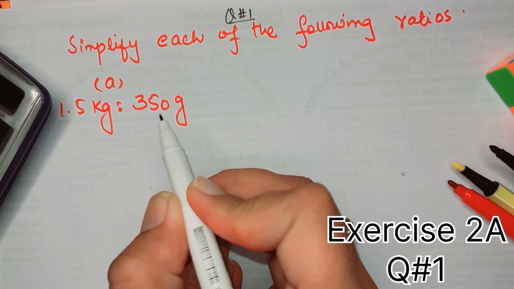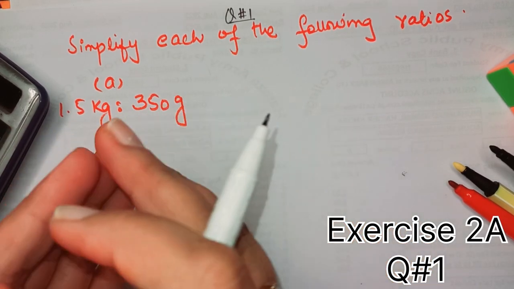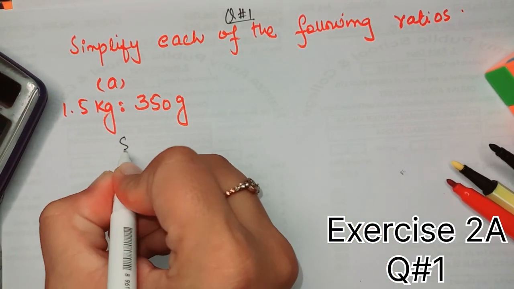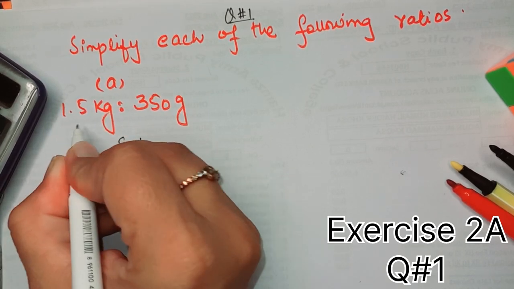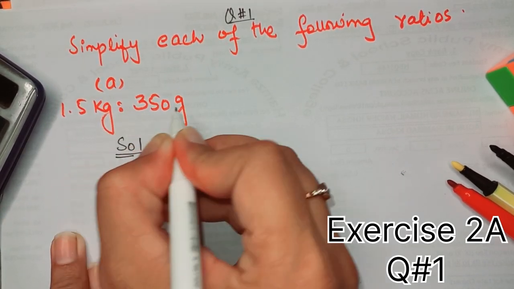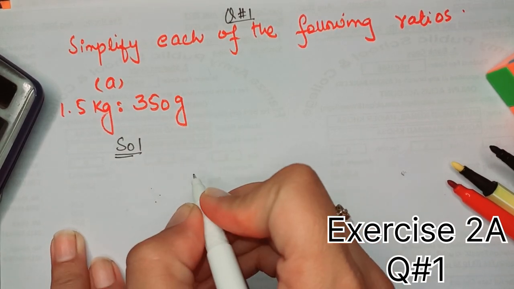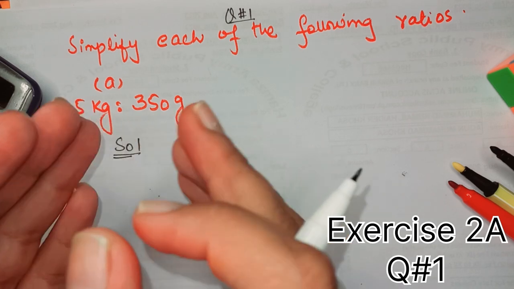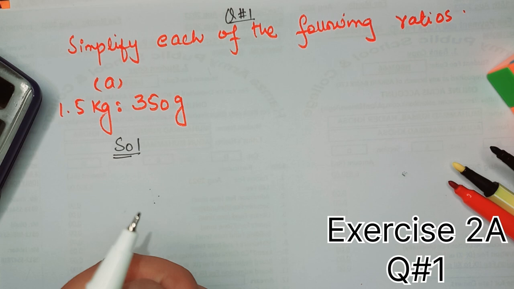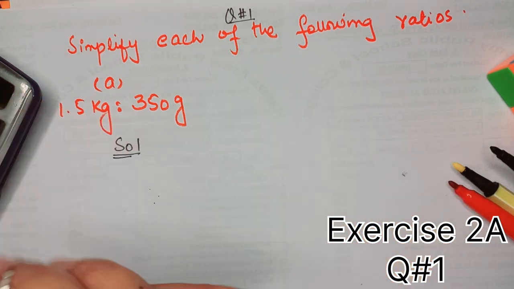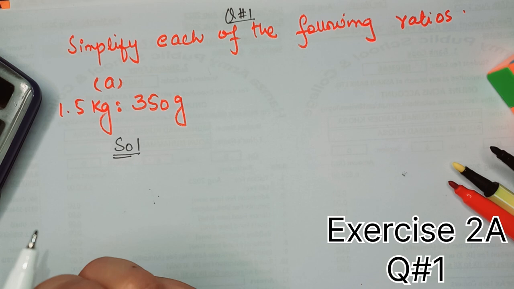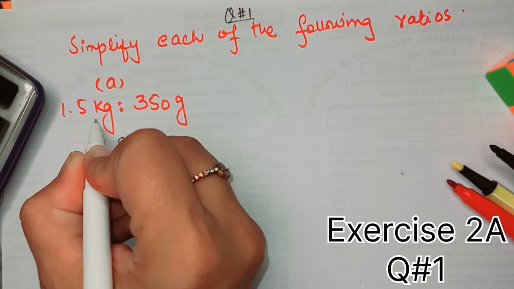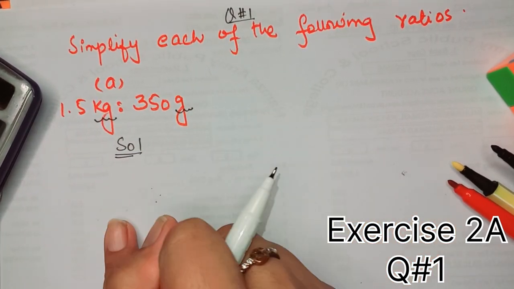Dear students, now we have been given a ratio and we have to simplify it. So the A part is 1.5 kilogram ratio 350 gram. Dear students, in a ratio, the quantities must be of the same unit. So we have been given two quantities, but you can see that the units are different. Here we have kilogram and here we have gram.